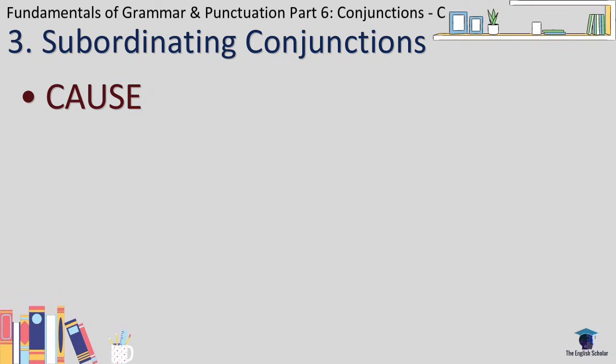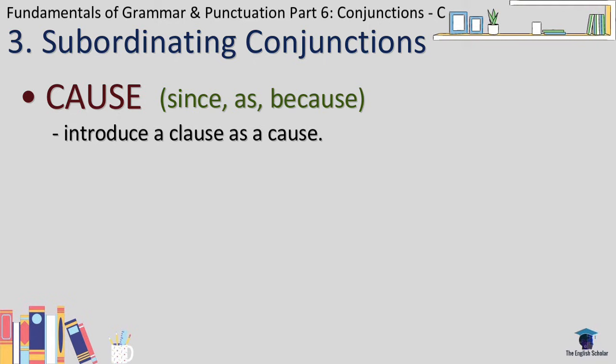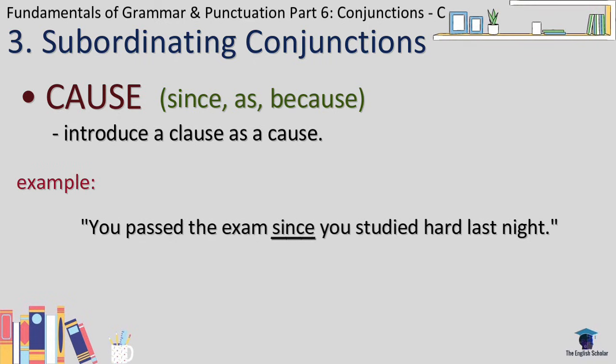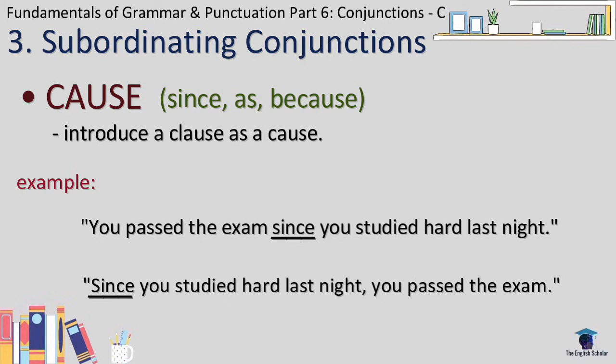We use the subordinating conjunctions since, as, and because to introduce a clause as a cause. For example, you passed the exam since you studied hard last night. We can write it in reverse too, like, since you studied hard last night, you passed the exam.